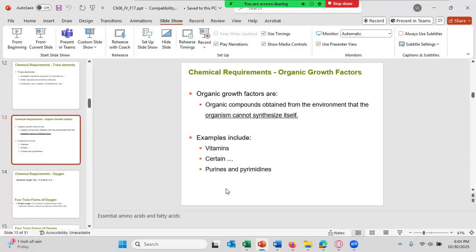Certain purines and pyrimidines may also be an organic growth factor. If the organism requires a purine, then you must include it in the media or the organism will not grow. Any question about any of that?